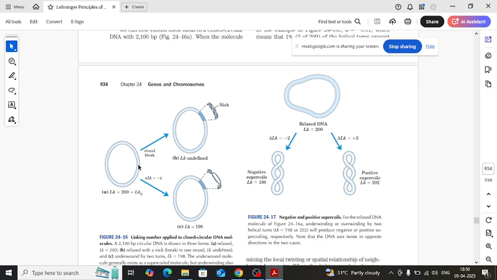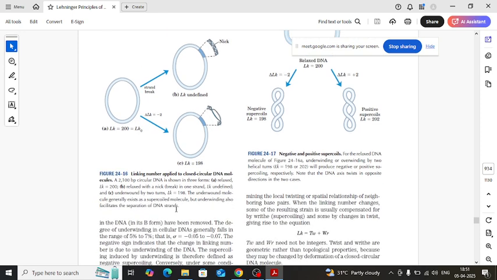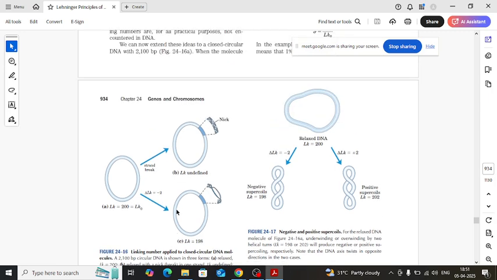But when the strand is broken, this is a discontinuous deformation, so the linking number is now undefined. But if you reduce the number of turns, so that delta Lk is minus 2, then the final linking number will be 198, that is, 200 minus 2. So the superhelical density sigma will be delta Lk, 2, divided by 200, which is 0.01 in this case.